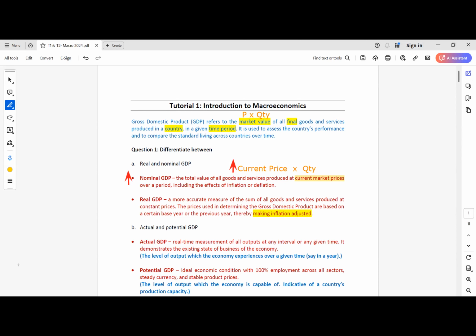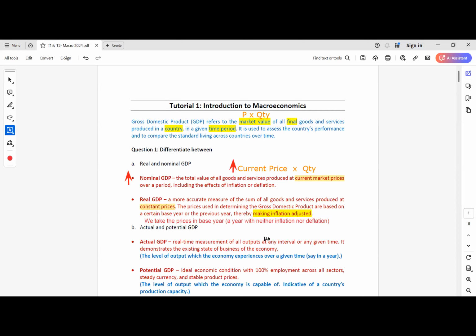Real GDP is a more accurate measure of all the goods and services produced at constant prices. So what do you mean by constant prices? That means we take the prices from a base year. What do you mean by base year? A base year is a year without inflation and deflation. So constant price means that we take the prices in the base year. A year with neither inflation nor deflation.